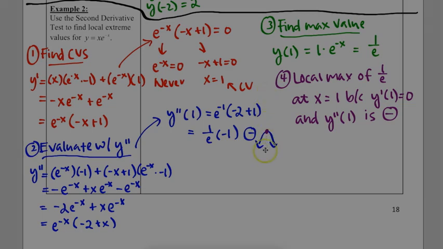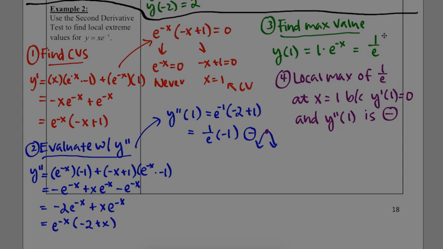Well, okay, cool. So our critical value does end up being an extreme value, so we actually have to figure out what the maximum value is. We can take that extreme value 1 and put it back into our original function. So when x is 1, y is 1 over e. And so I justified it. We had a local max of 1 over e at x equals 1.